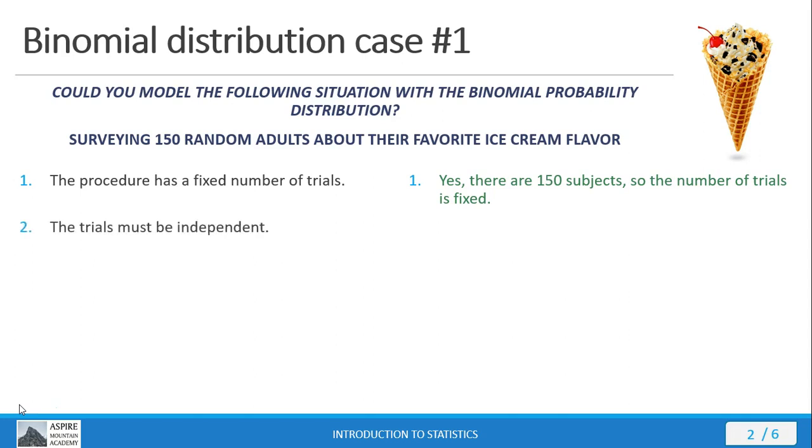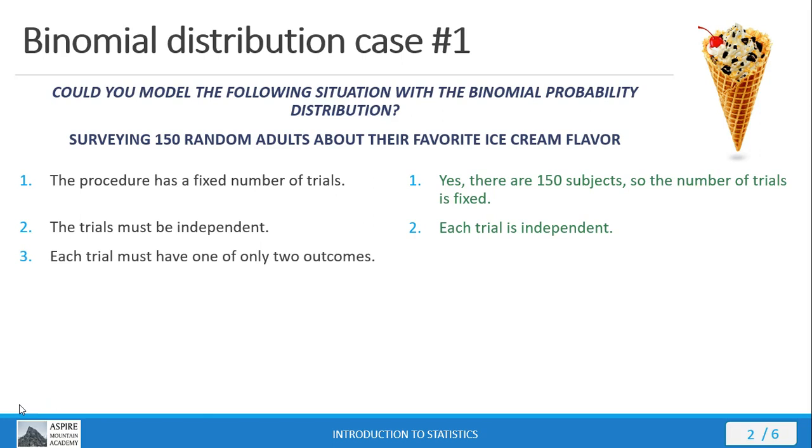The second requirement is that the trials must be independent. So what say you? Are these trials independent? Generally speaking, yes, each trial is going to be independent. I mean, if you're with a group of people and you're asked the question, you might give a response that's influenced by your desire to appear a certain way amongst the people that are around you. But generally speaking, people's favorite ice cream flavor is not going to be dependent on what other people think. It's going to be dependent on what they like. And so, yes, we're going to say each of these trials is independent.